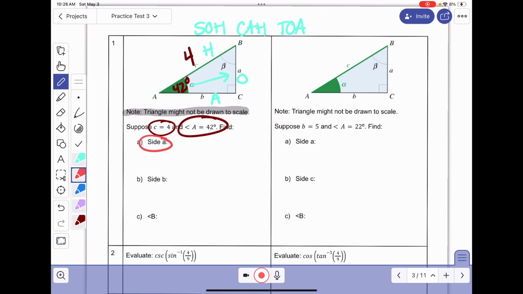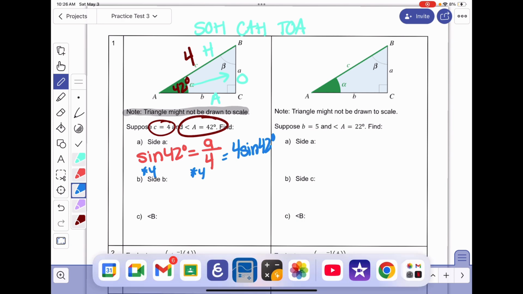So if we're looking for side A, it is the opposite, and we know the hypotenuse. So the one that uses O and H is sine. So sine is opposite over hypotenuse. So we're going to say sine of 42, because the angle always goes with sine. And then our fraction is going to be the opposite over the hypotenuse. Now, to get that fraction away, we multiply both sides by 4. So in our calculator, we're going to type 4 times sine 42 degrees.